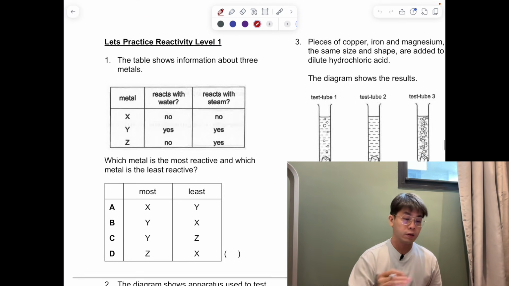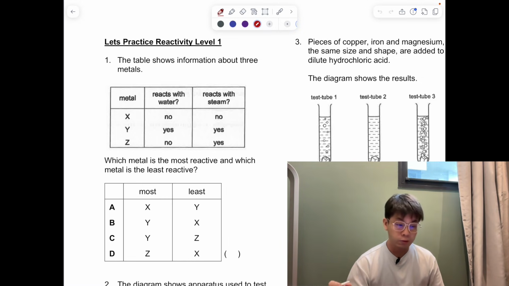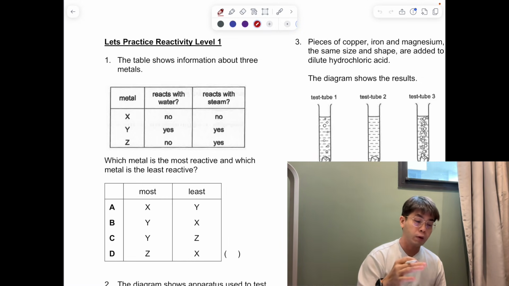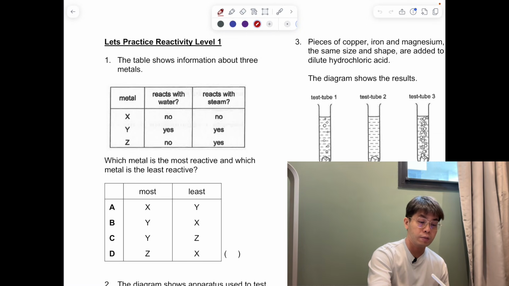Question number 1, you can see over here, says the table shows information about 3 different metals. We've got metal X, metal Y, metal Z, and first we must know that water is basically less harsh.